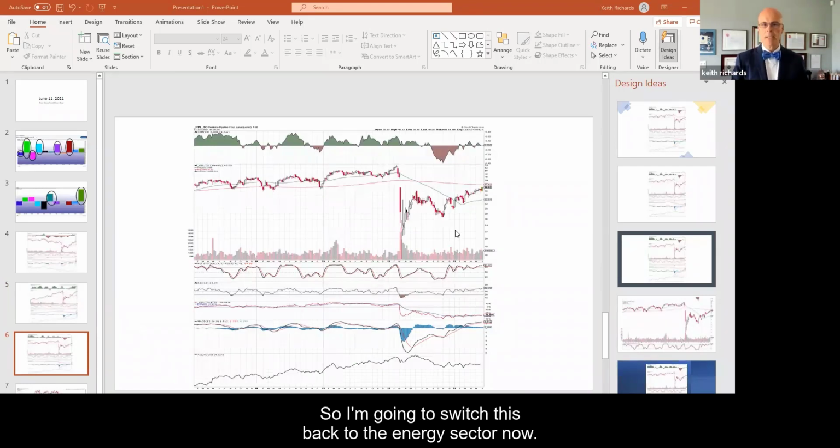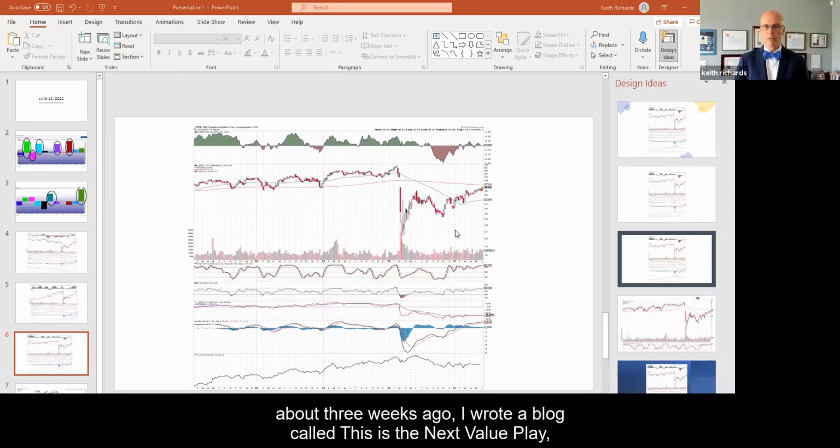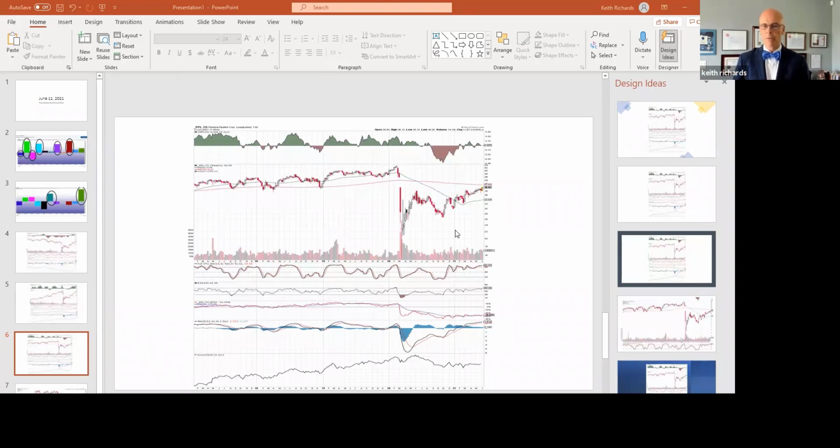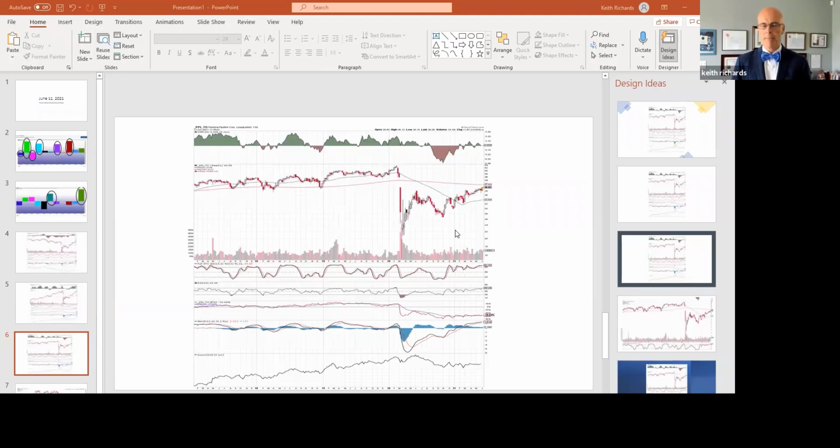So I'm going to switch us back to the energy sector now. I mentioned that we sold some of our oil stocks, not all, but one of them specifically, that was a big position for us. It was a 4% position. And we flipped into some pipelines. Now go back to my blog and you will see about 3 weeks ago, I wrote a blog called This is the Next Value Play. And I was talking about pipelines. And this is a stock that I will disclose that we own at Value Trend. We own Pembina. We've owned it for quite some time.